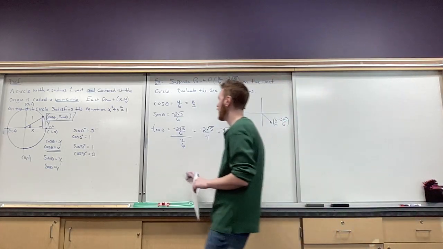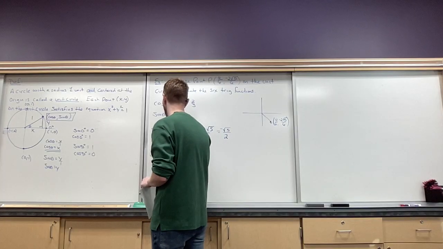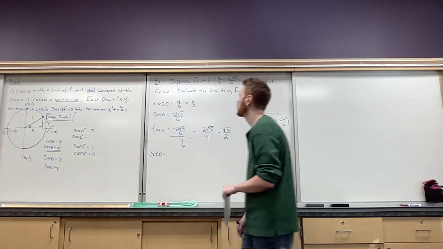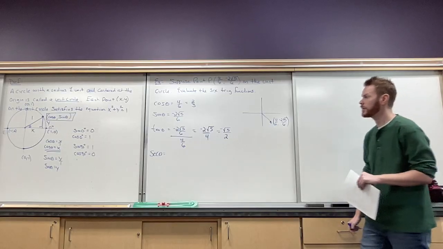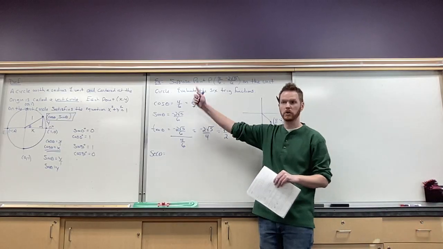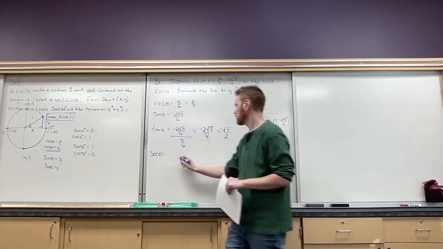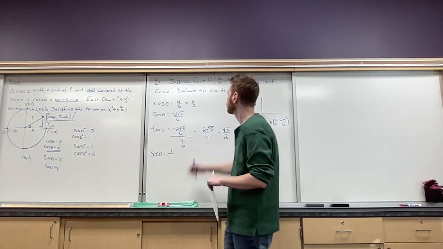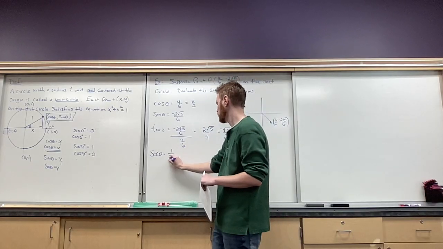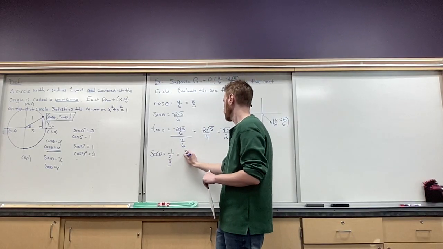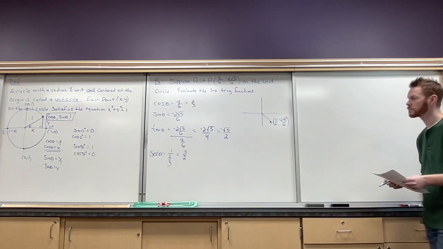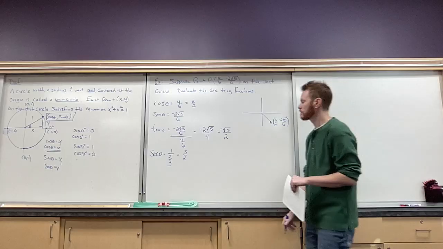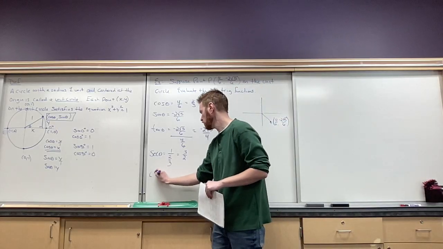So let's look at secant of theta. Okay. So if you remember, secant is just the reciprocal of cosine, right? It's 1 over cosine. So it's going to be 1 over, and we know cosine's 2/3, so 1 over 2/3, which becomes 3 over 2. Okay, next we can do cosecant.